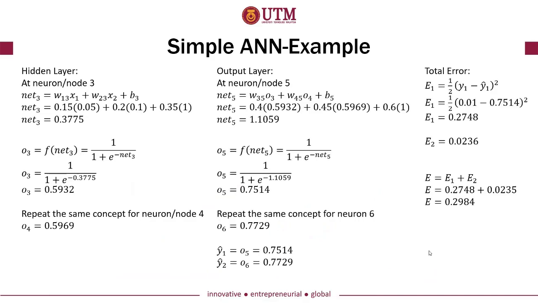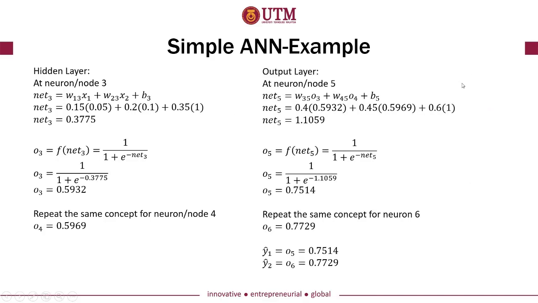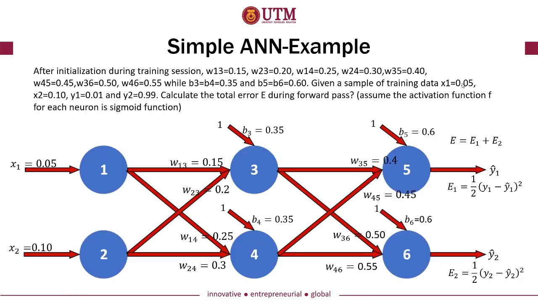Okay, so finally, to find the total error, you need to calculate E1 and E2. Of course, E1 is equal to this equation, SSD, and this value comes from your hand calculation, the result from here, 0.7514. This other value comes from the question. Remember that this is the actual Y1. The actual Y1 is 0.01.